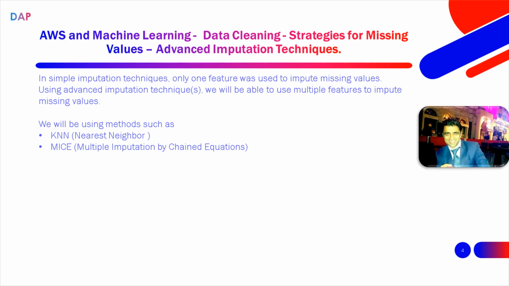Now, in simple imputation techniques, only one feature was used to impute missing values, and I have shown you. Using advanced imputation techniques, we will be able to use multiple features to impute missing values. So we will be using methods such as KNN in this lecture, and in the next lecture we will also have a look at MICE, which is also known as multiple imputation by chained equations.